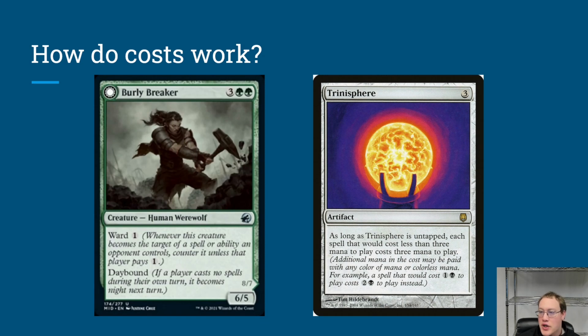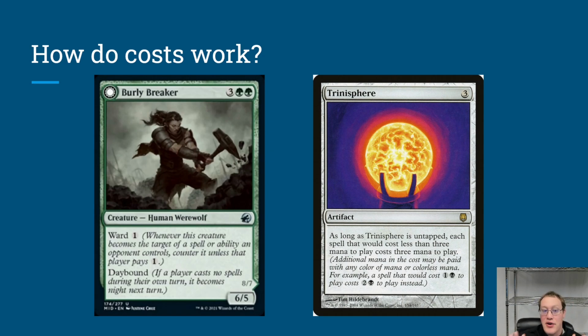And so if you look at what Ward says, it says when this creature becomes the target of a spell or ability an opponent controls, then you would counter that spell or ability unless the player pays 1. So let's carefully consider that. If we were going to play a Lightning Bolt, for example, on the Burly Breaker, what would happen? First, we're going to have to go through the process of casting a spell, in this case, casting the Lightning Bolt. So we're going to say, okay, the cost is red. And then after that, we're going to increase the cost to 3 because of Trinisphere.